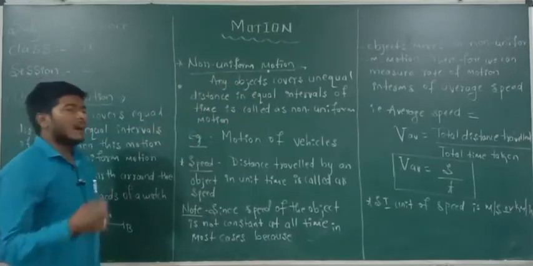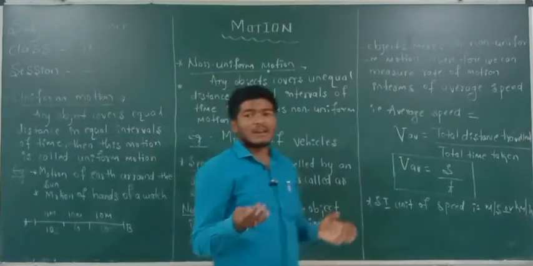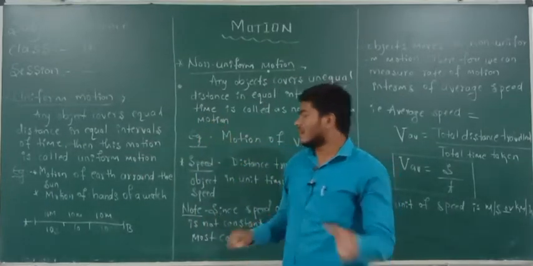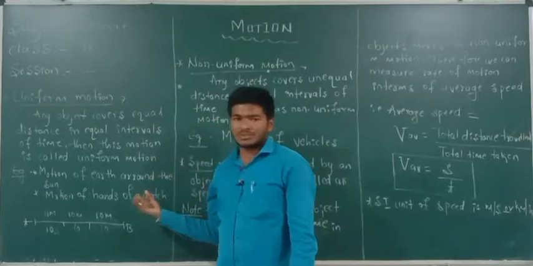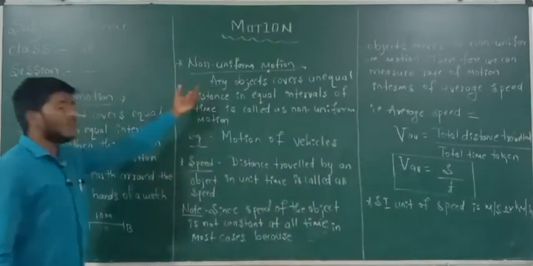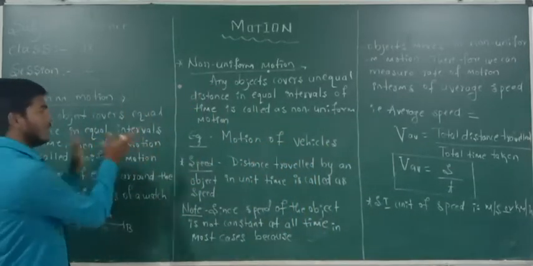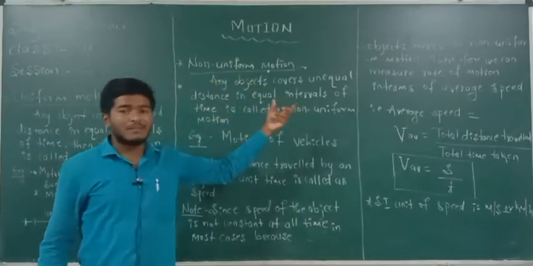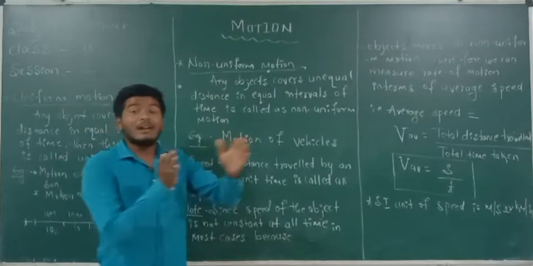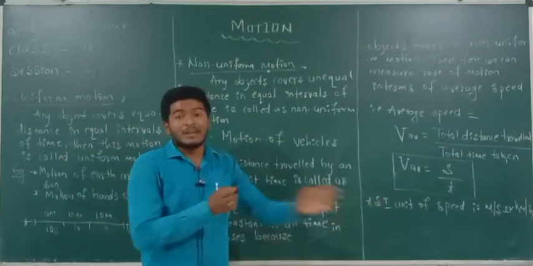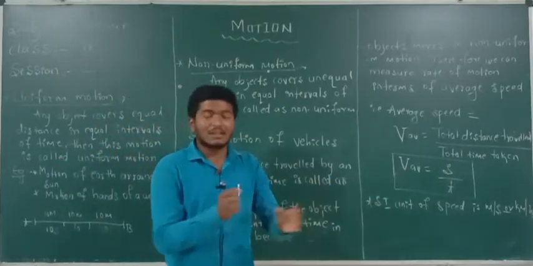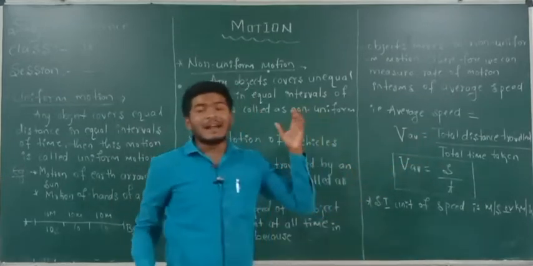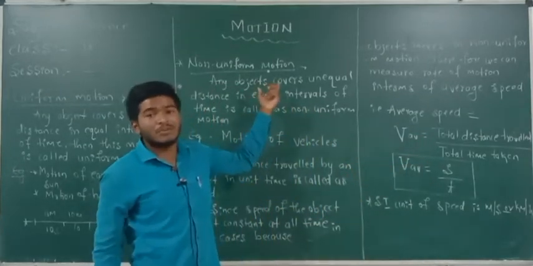All the vehicles which travel now are in non-uniform motion. No vehicle covers uniform motion. So see here, what is non-uniform motion? It is exactly opposite to uniform motion. Any object that covers unequal distance in equal intervals of time, that motion is said to be non-uniform motion.